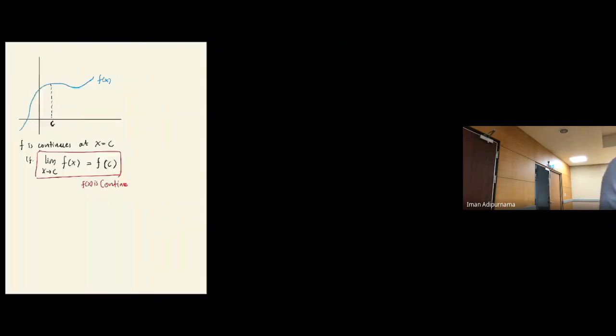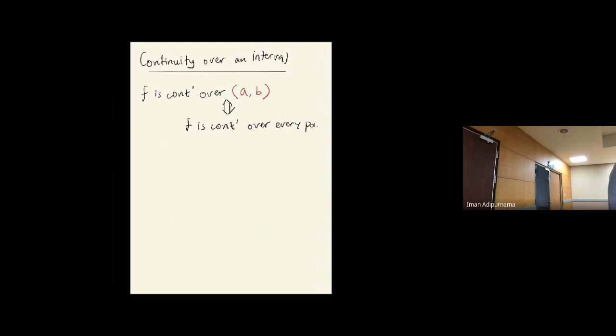So let me write continuity over an interval. For example, if your function is continuous over, let's say, A to B, this is an open interval, meaning we'll write here: f is continuous over every point in (A, B). That's easy, right? No problem here.